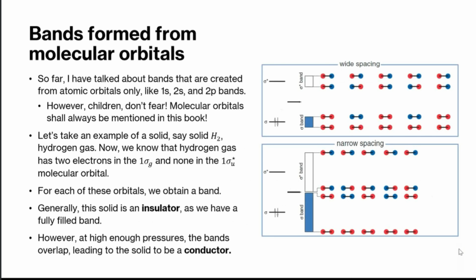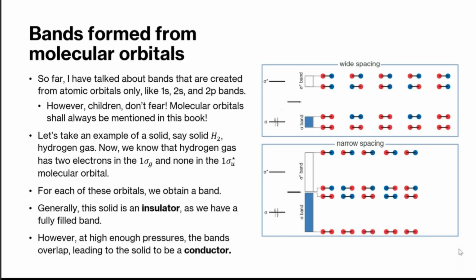So I've only talked about bands formed from atomic orbitals like 1s, 2s, and 2p. However, kids, don't fear, molecular orbitals will always be mentioned in this book. So let's take an example for a solid. Take, for example, solid hydrogen gas.